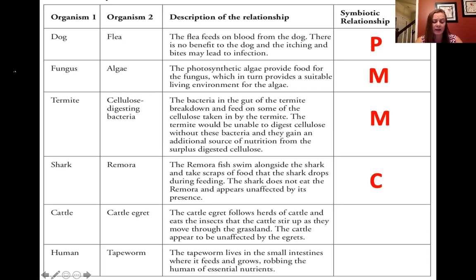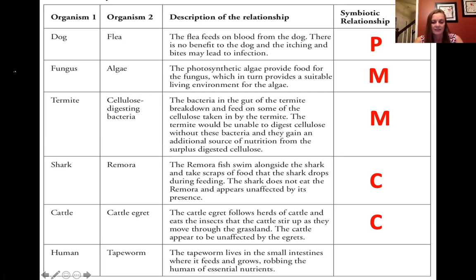When we talk about cattle and the cattle egret, cattle egrets follow herds of cattle and they eat the insects that the cattle stir up as they move through grasslands or savanna, and cattle are unaffected. So again, we have one animal not affected and one animal benefiting. So that's an example of commensalism.